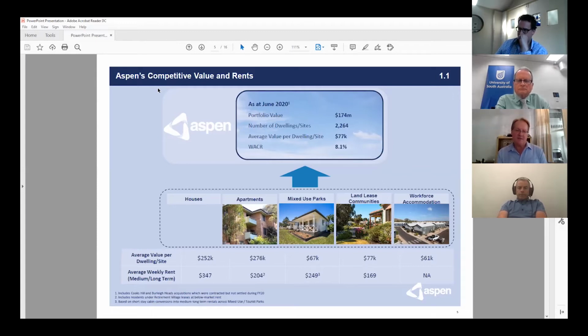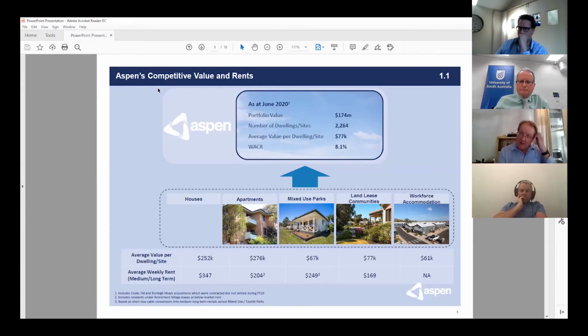The third one is a mixed-use park. An example of this is Highway 1, which is in the Adelaide metropolitan area in the northern suburbs. We have a mixture of tourism, some permanents, and in some cases we also have land lease in those parks. This gives you, in the portfolio, the average per dwelling or site and the average rental.